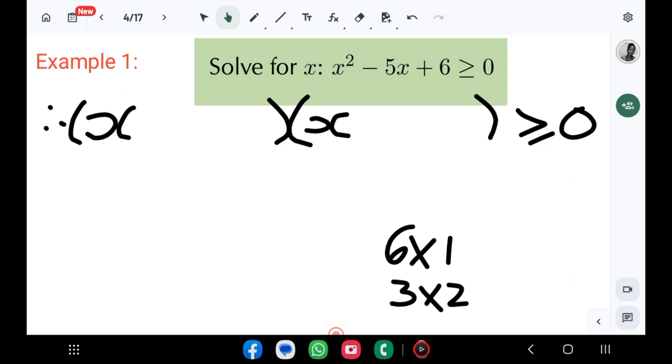So we use 3 and 2 and negative signs, because when you multiply them together they will give you a positive for the last term, and when you add them together they'll still give you a negative. And that's how you factorize that.